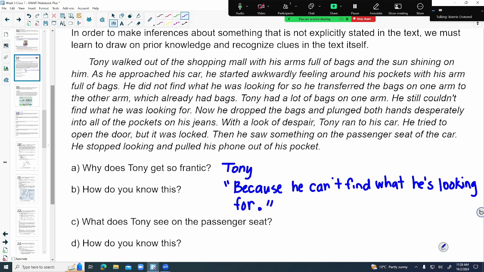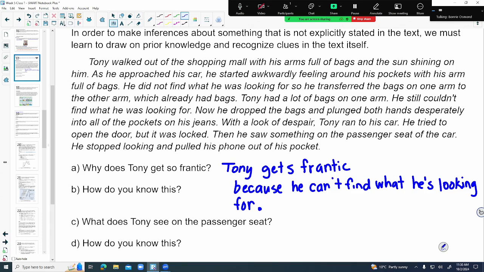Okay, it's not complete. If we didn't know what the question was and we just read, because he can't find what he's looking for, we would have no idea what that was about. So we need to make sure that we use a complete sentence. Our complete sentence would be, Tony gets frantic because he can't find what he's looking for, with a lowercase b. Now it's a complete sentence.